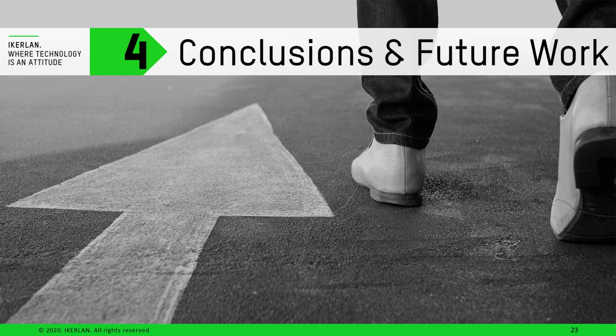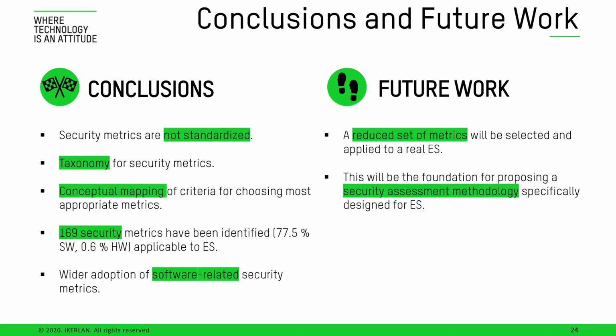With all this, and to finish the presentation, we will briefly comment on the conclusions and the future work that we plan to do. As conclusions, we can say that security metrics are not standardized, and they will help in quantifying the security level of embedded systems. This research work proposes a new taxonomy for security metrics, which takes into account the different assets of embedded systems. A conceptual mapping of criteria for choosing the most appropriate metrics is also given, and the metrics that we can apply to embedded systems have been identified, and we realize that most of them are related to software.